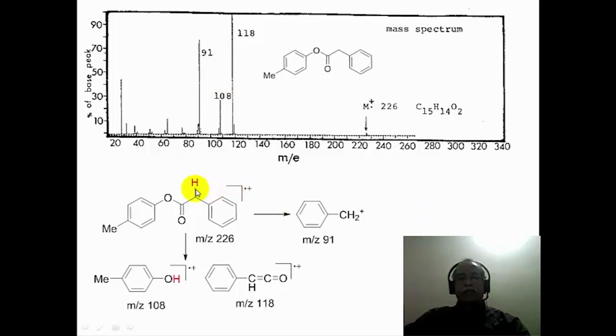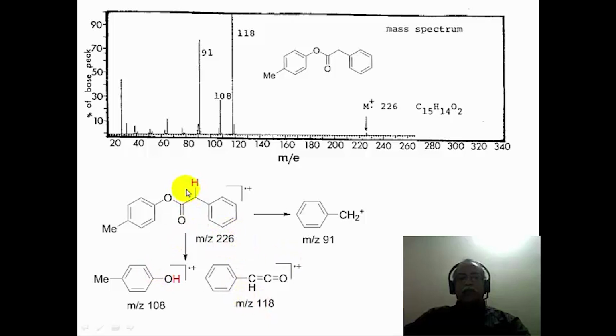The fragmentation process is essentially migration of this beta hydrogen. This is the alpha carbon. With respect to this oxygen, it is alpha and beta. Hydrogen migration to the oxygen results in the formation of para-methyl phenol, in other words para-cresol, with a molecular weight of 108, m/z 108, in this particular case. Simultaneously, it also gives phenyl ketene as the product with an m/z value of 118. In other words, this molecule fragments such that either of the two fragments can have a cationic charge in the resulting structure. If you add up these two numbers, that corresponds to 226.